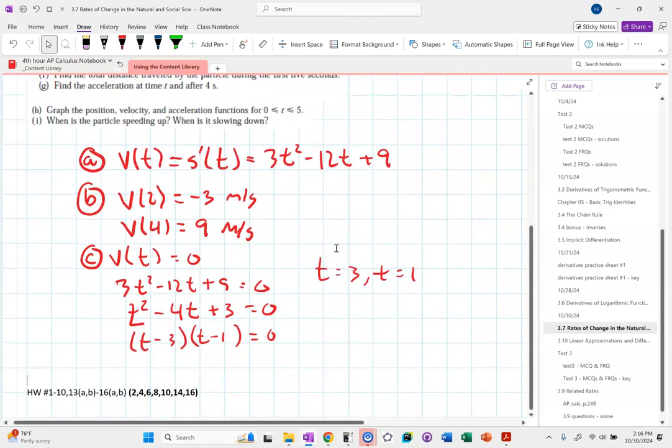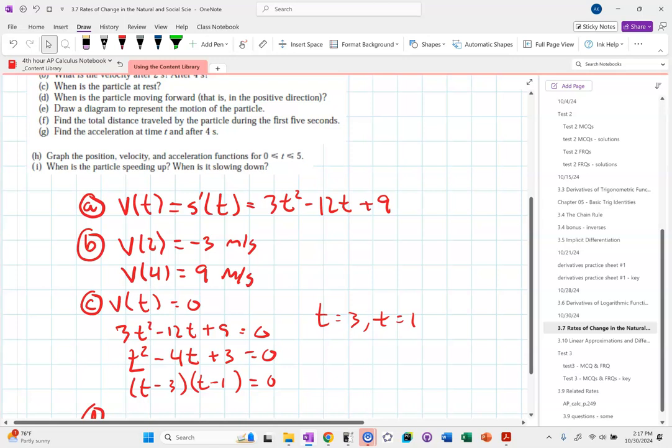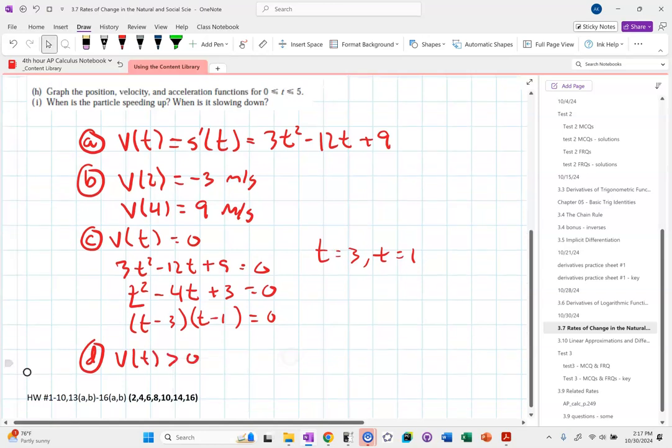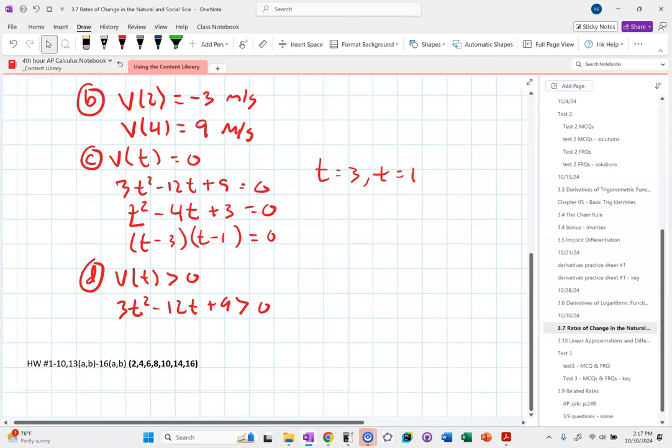Okay. Next it says, when is the particle moving forward, i.e. positive direction? What is positive or moving forward going to mean? Velocity value above 0. Great. Velocity has to be greater than 0. So we'll do the same thing. 3t squared minus 12t plus 9 greater than 0. Who remembers how to solve a quadratic inequality?